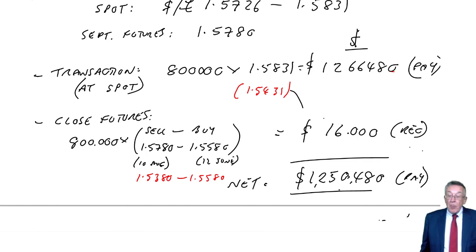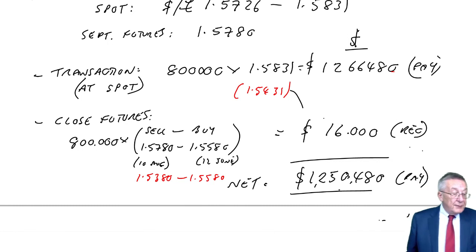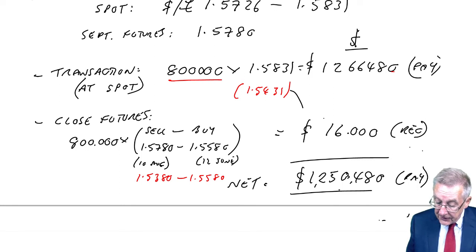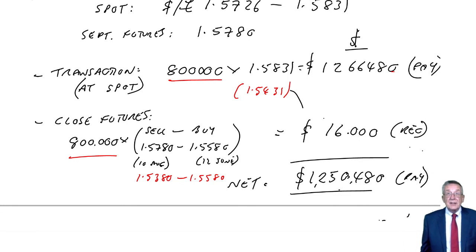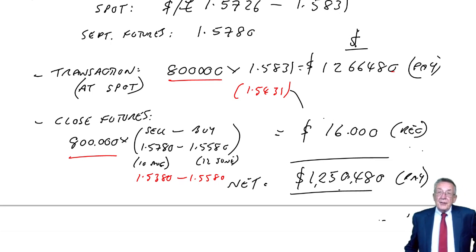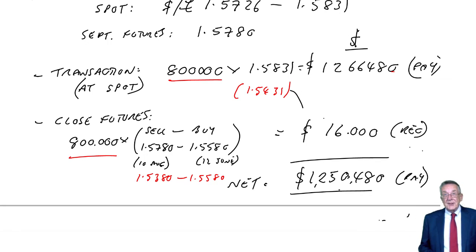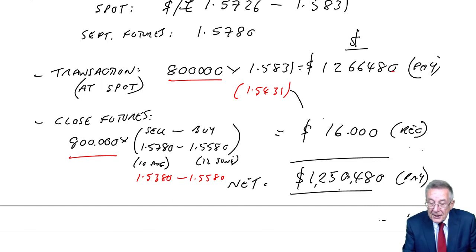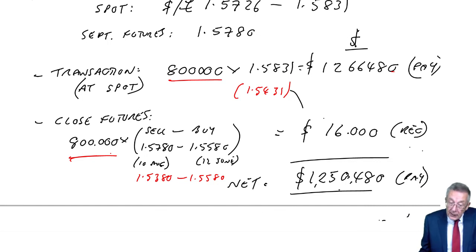For two main reasons. One is, with futures, you can't just deal in any amount. Here we were at risk on £800,000, so we gambled 800,000 on the futures. In fact, there are what they call contract sizes. And if I told you that the contract size was £150,000, you would have had to deal in blocks of 150,000. So you couldn't have dealt in exactly 800,000. I'll illustrate that with the next example.